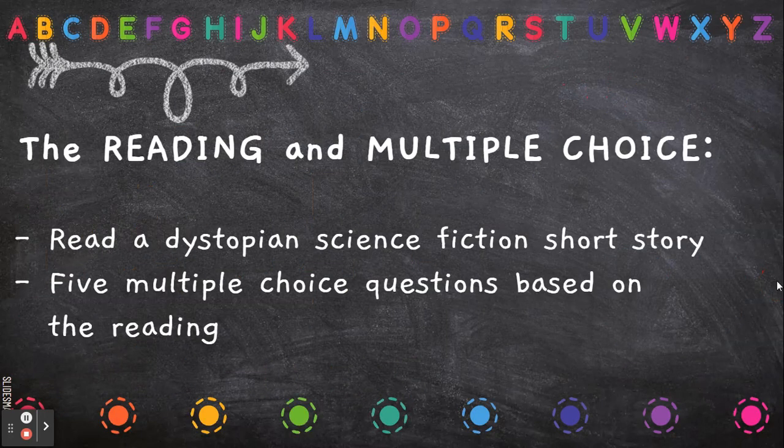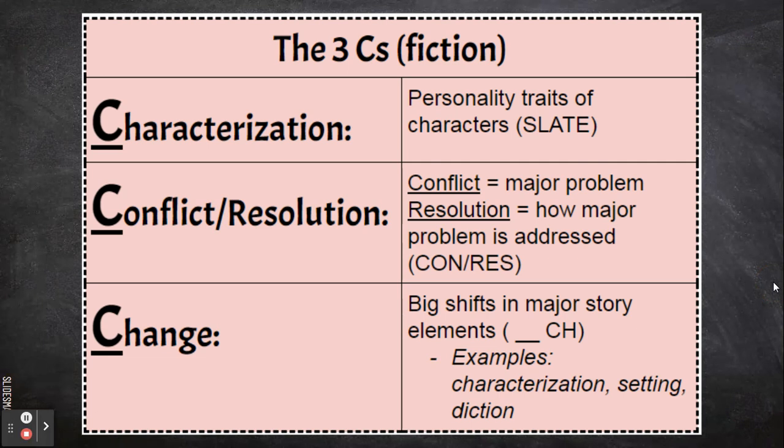You're going to read a dystopian science fiction short story. You'll answer 5 multiple choice questions based on that reading. Because it's fiction, remember, we'll pay attention to the 3 C's. Look for characterization, conflict and resolution, or change. These are big ideas to look for that should guide the notes you write.